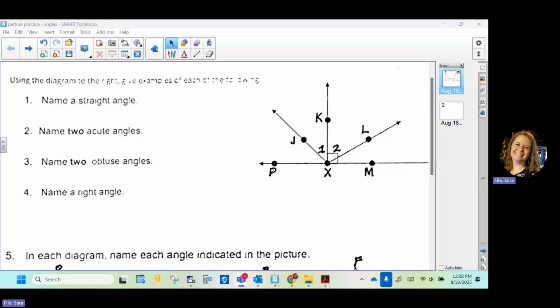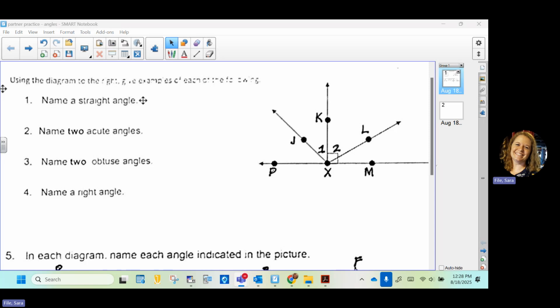At the top image, they want us to name a straight angle, two acute angles, two obtuse angles, and a right angle. Remember when we classified angles in our notes the other day, what we said was right was 90, obtuse was bigger than 90, acute was less than 90, and a straight angle was what it sounds like. It's a straight line. There's no turn to the angle, okay?